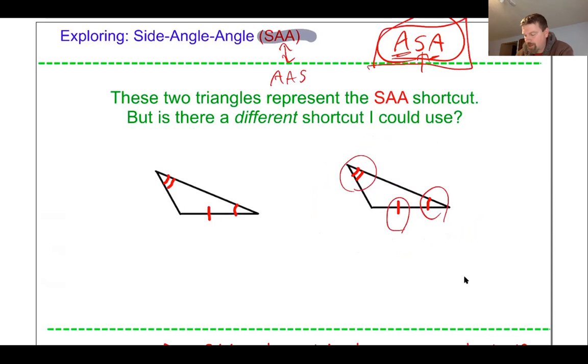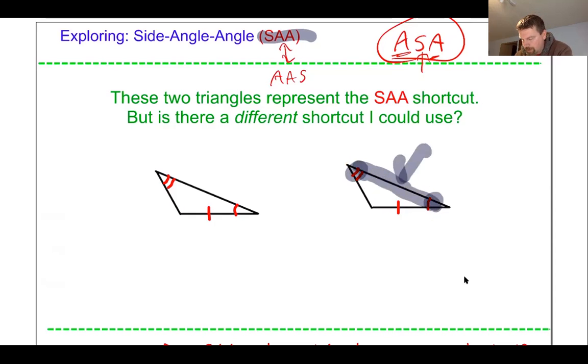I cannot call it angle, side, angle, because again, that means the side is trapped in between the two angles, and it's not. If I look at my two angles, there's an angle, there's an angle. The side trapped between them is this one, and that's not the one that I know is congruent. I know that outside side is congruent.